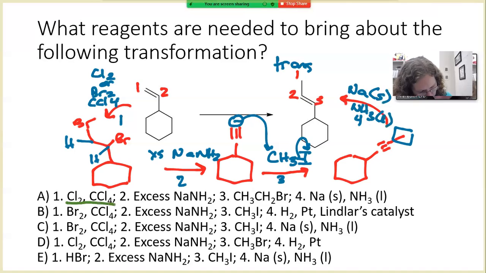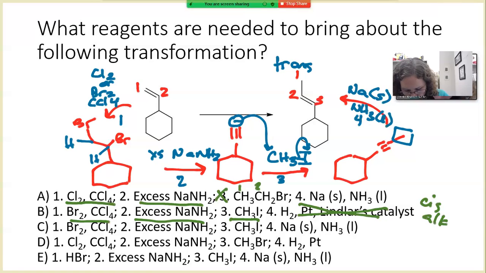In A, we have a good first 2 steps, but step number 3 is problematic. Step number 3 would add too many carbon atoms, so our alkyne would be too big. In answer choice B, we're good through these first 3 steps, but when we get to the last step, Lindlar's catalyst is where we go wrong, because Lindlar's catalyst will bring about a cis alkene as our final product.